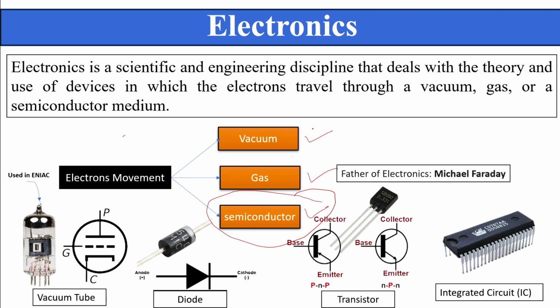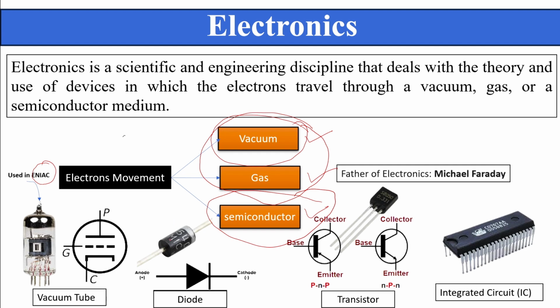These techniques were used in early days, and the vacuum medium was used in manufacturing the first computer. That was ENIAC, and this ENIAC was built with vacuum tubes, a three terminal device. And the father of electronics is Michael Faraday.